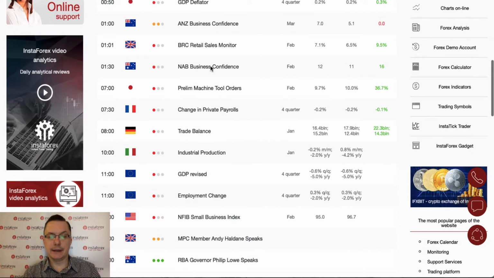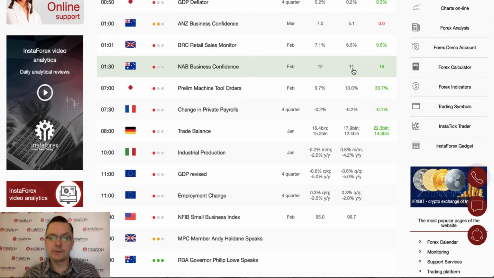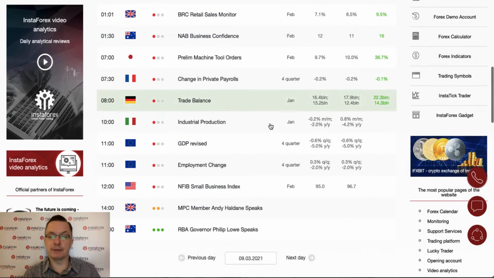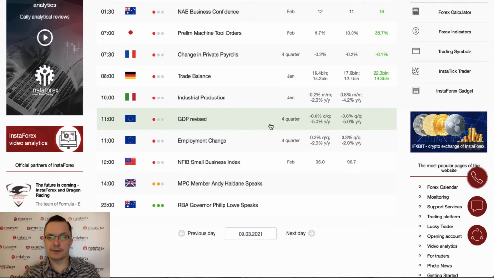New Zealand business confidence is 0 points. Expected was 5.1, the previous was 7. Deep deterioration in New Zealand. The same situation, apparently, with Australian business confidence: 16 points versus 11. So the confidence in Australia is rising. People are more confident in business, so it might be interesting to see how this one will develop.